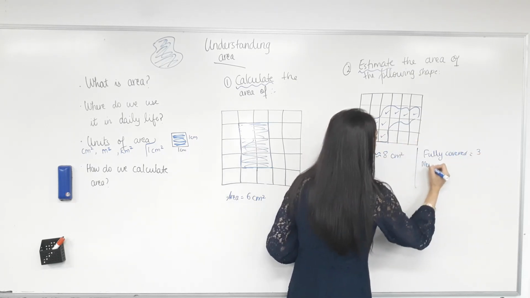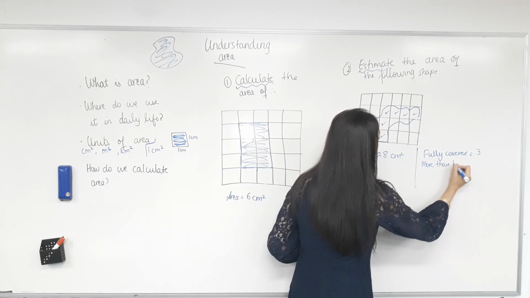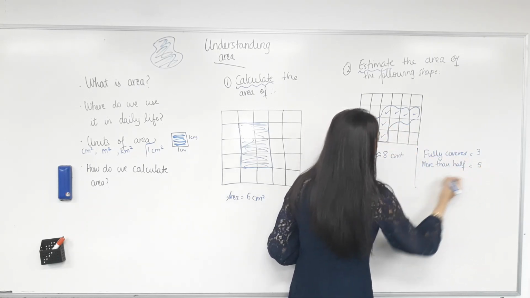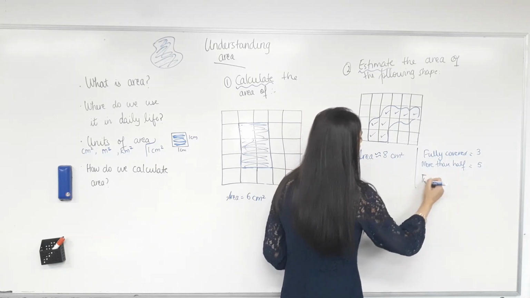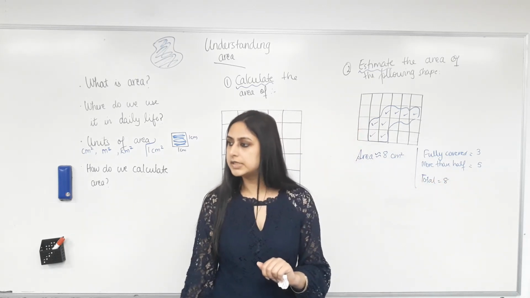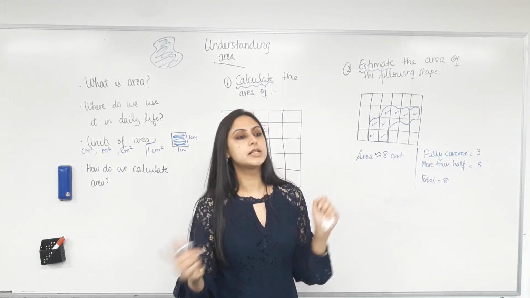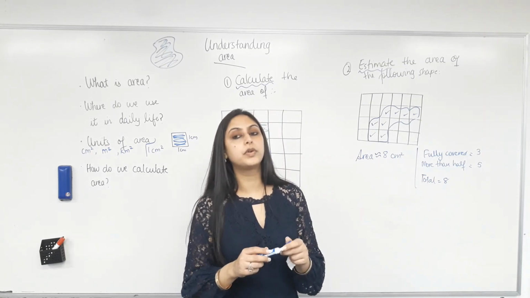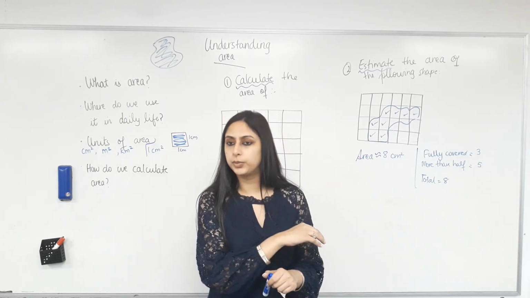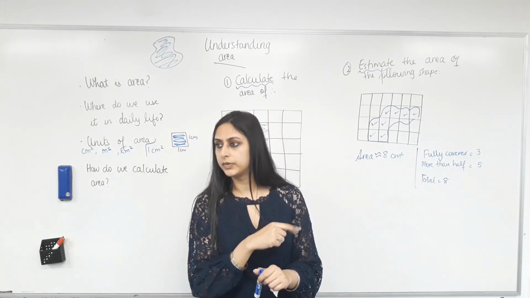Then more than half covered, 5. So that's all you count. So total, 8. So area is 8. Make sense? But that's an estimate. So that is area. We will now move on to finding the areas of rectangles, but without the squares, with just formulas. Do you have any questions on this one? Okay, get on with your work.